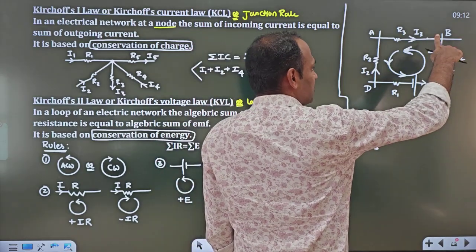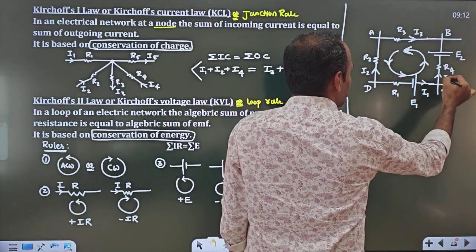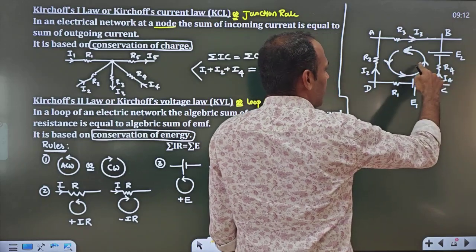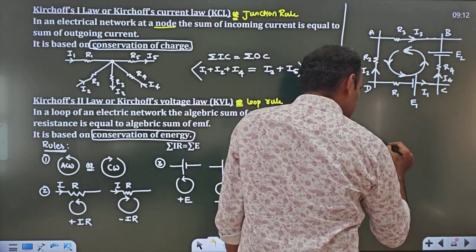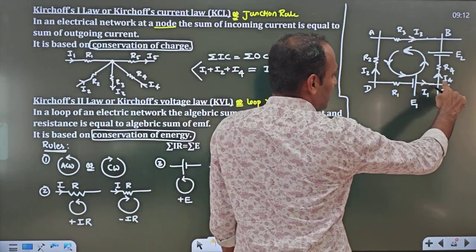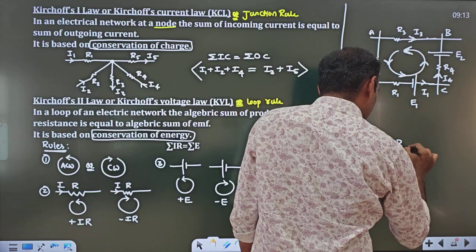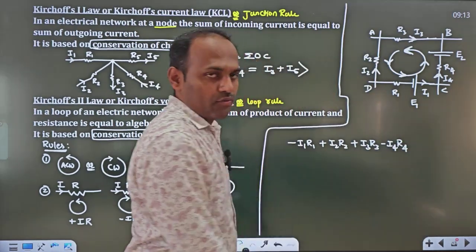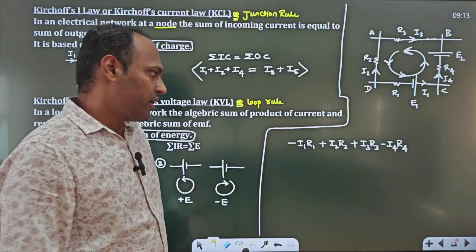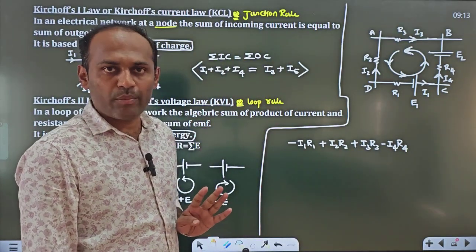Now come to the last branch. In the last branch, the direction we have taken and the current in that branch both are same. Directions are same. If the directions are same, sign is negative. Correct? How much is the current? I4. How much is the resistance? R4. So this is I4 into R4. Correct? Okay, you have written all the IR products now, for all four branches.